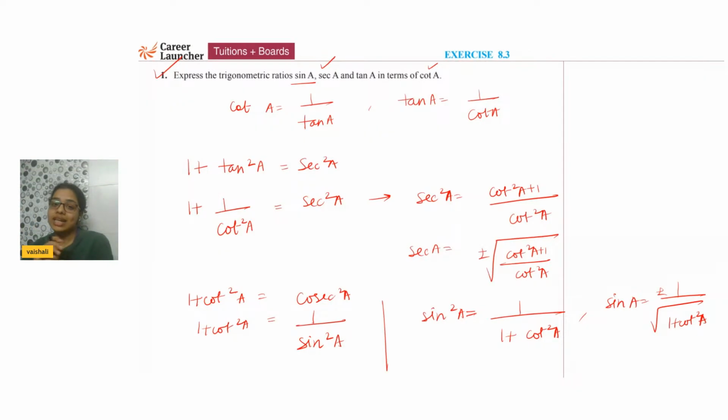And this can indirectly come in a question: if the value of cot is given, for instance, then how do I find the value of sin, secant, or tan? So in those questions, this conversion is required, and you can make use of it to calculate the value of sin A or secant A. Now let's move on to the next question.